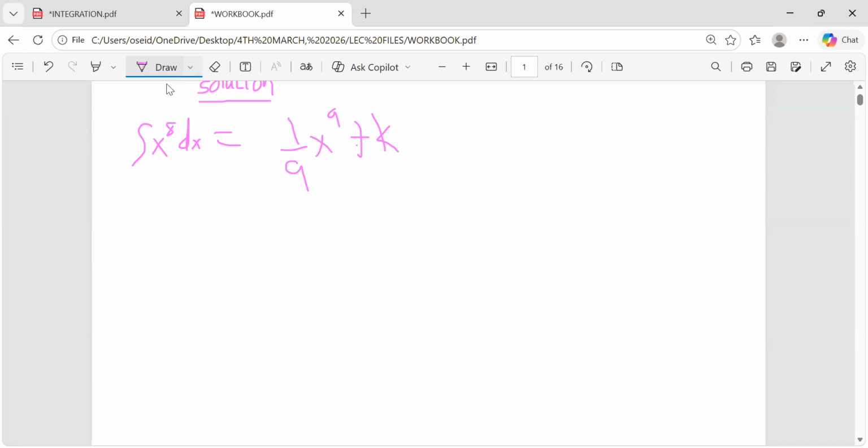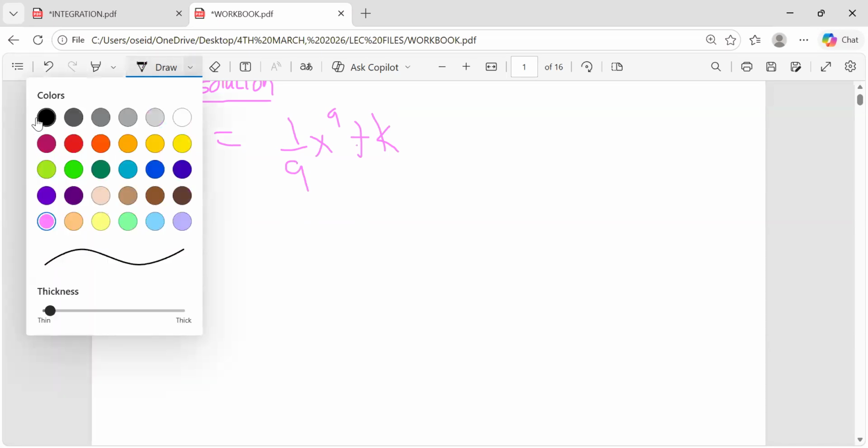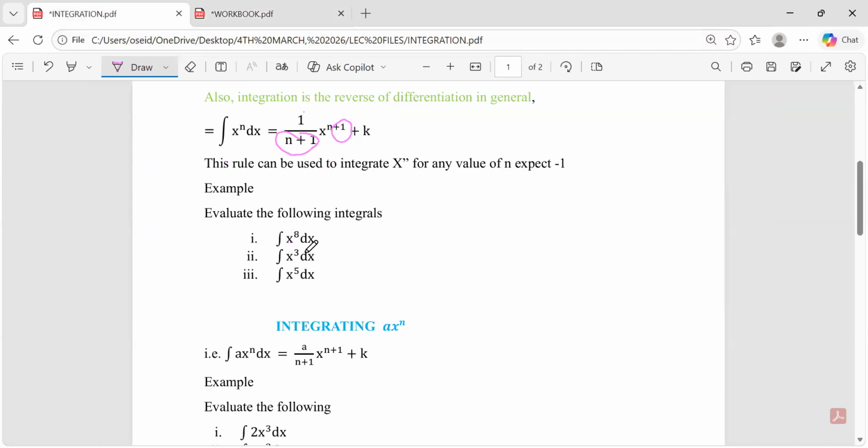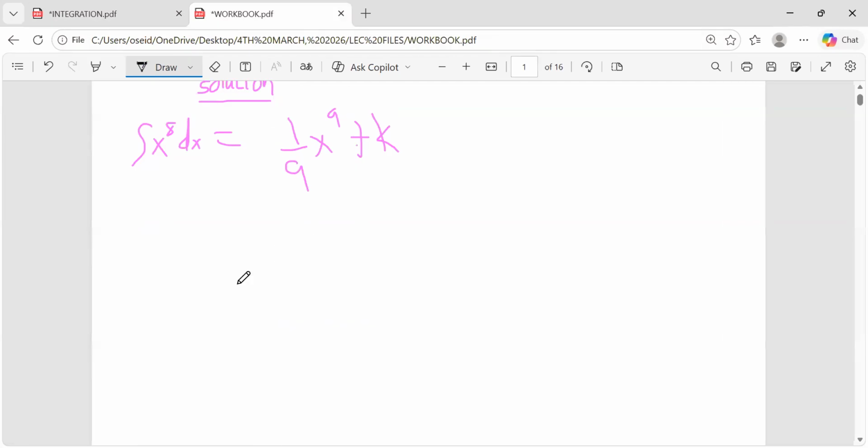Then the second question says, question 2: the integral of x cubed dx.